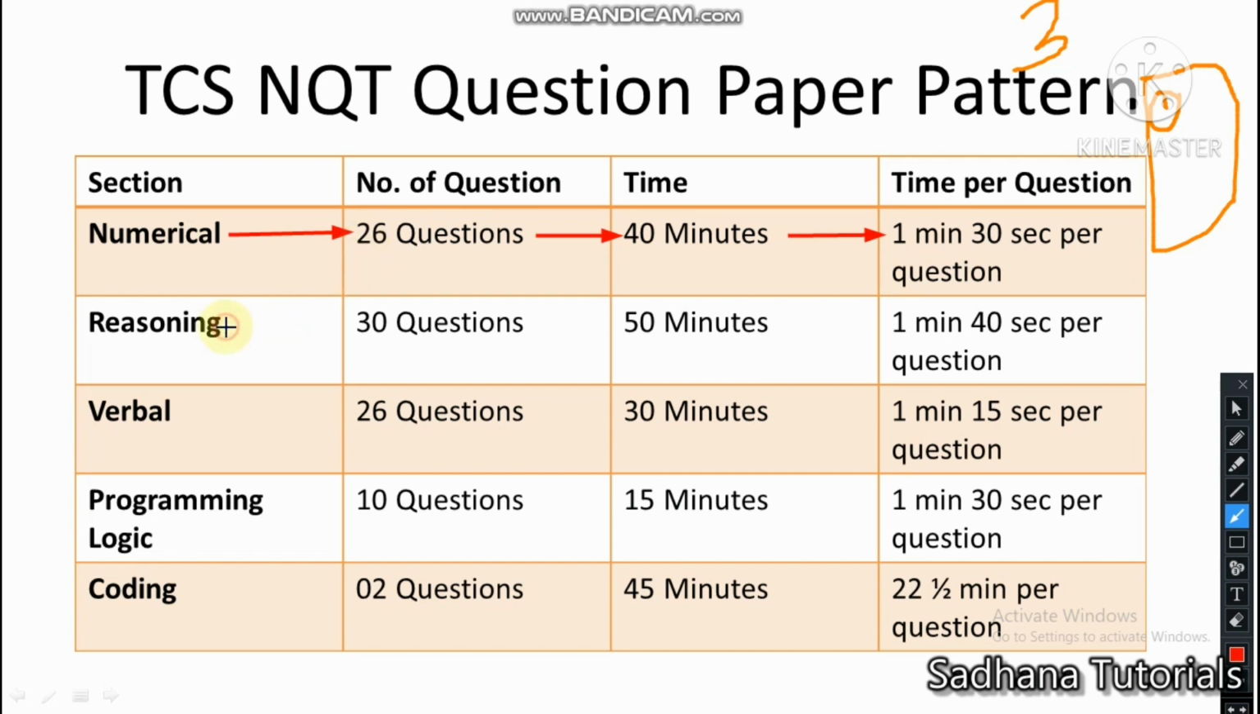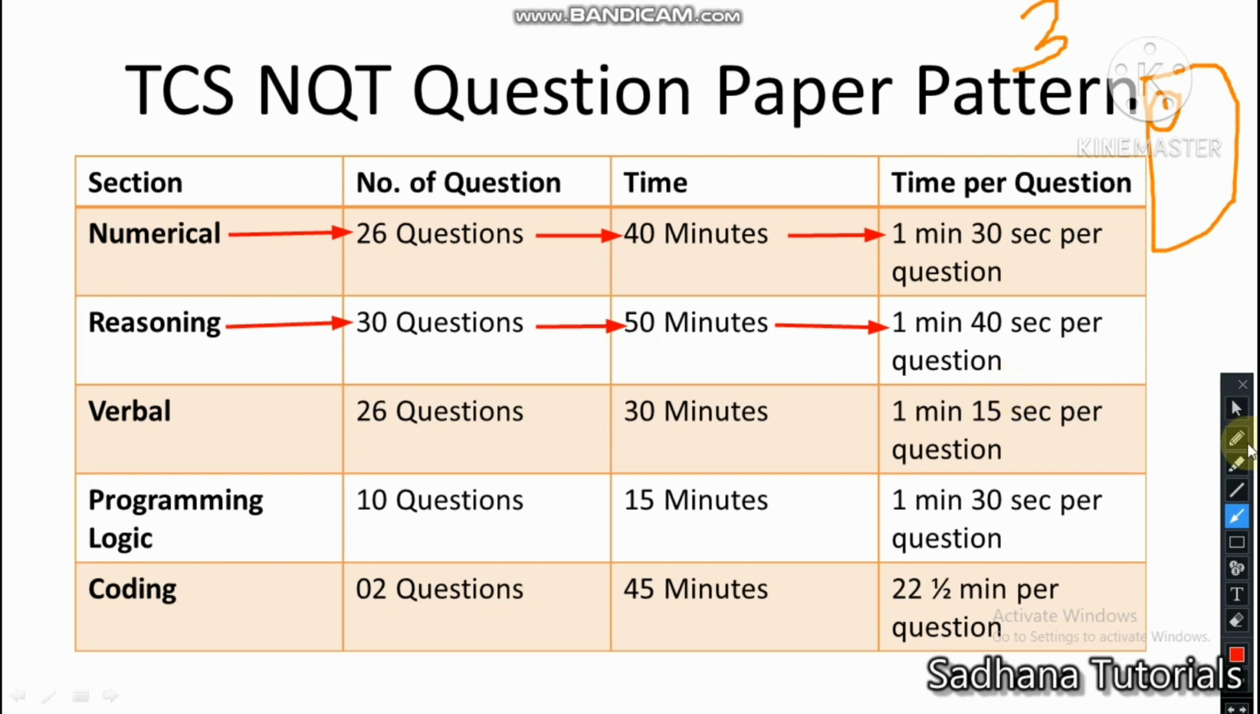Then reasoning is mostly equal, like 30 questions and 50 minutes. Yes, compared to numerical, reasoning will be time consuming. When I say time consuming, it is observed from previous papers that reasoning questions will be lengthier, so it takes some time for you to understand. That is the reason why comparatively more time is given to reasoning. Of course, 4 questions are more, and again this also is less than 2 minutes per question.